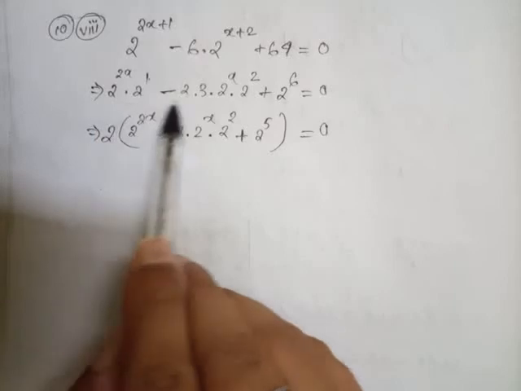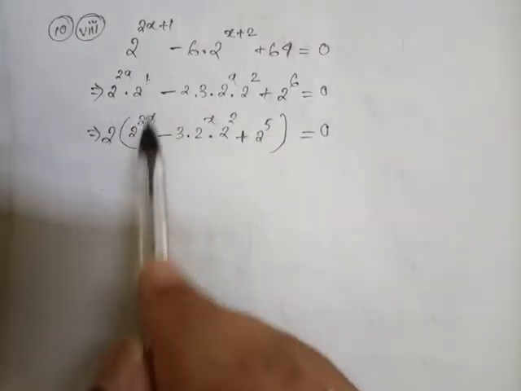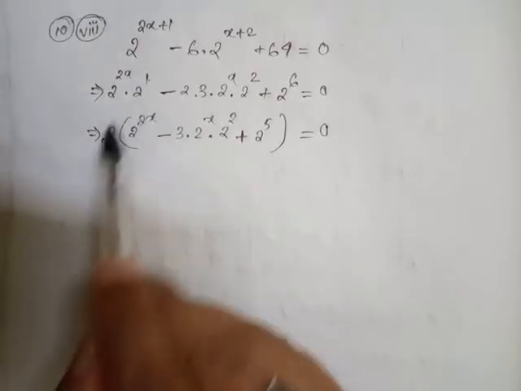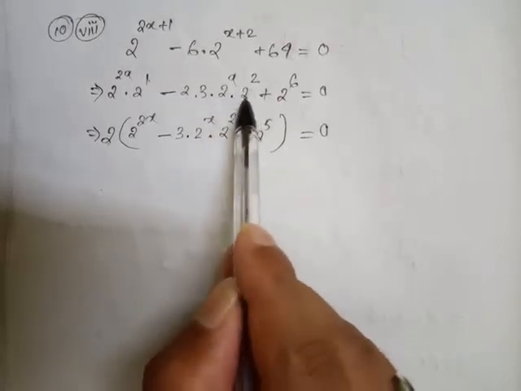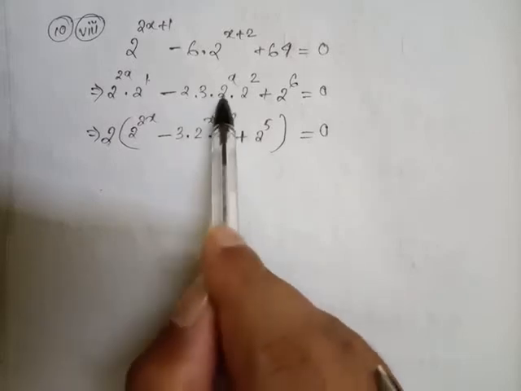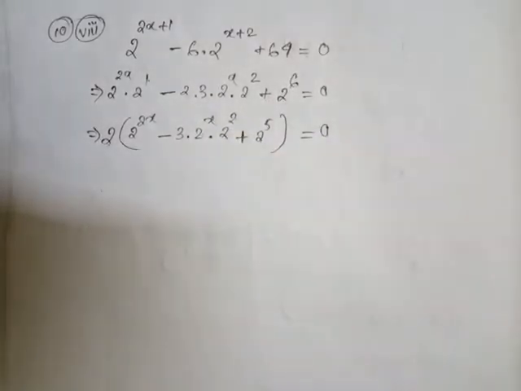Now from these three terms, after splitting up, if I take 2 common, then 2 to the power 2x here. Now 2 into 3 into 2 to the power x into 2 squared. So from here if I take 2 common, the remaining part will be 3 into 2 to the power x into 2 squared. From here if I take 2 common, then 2 to the power 5 only.